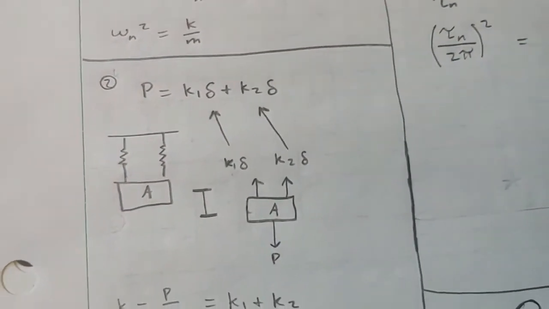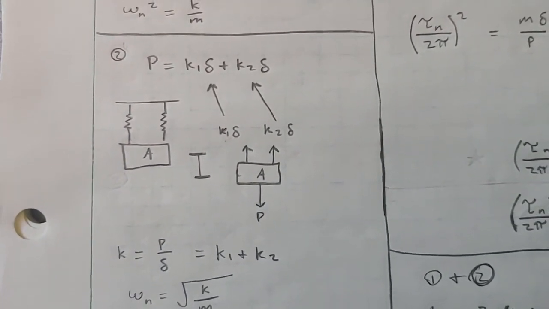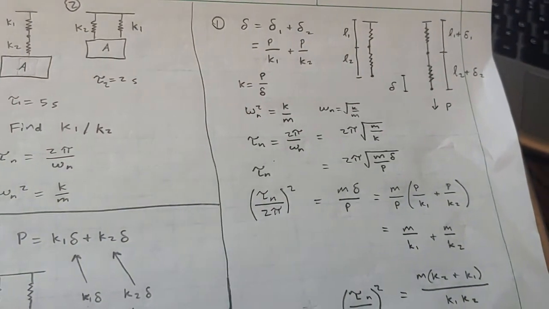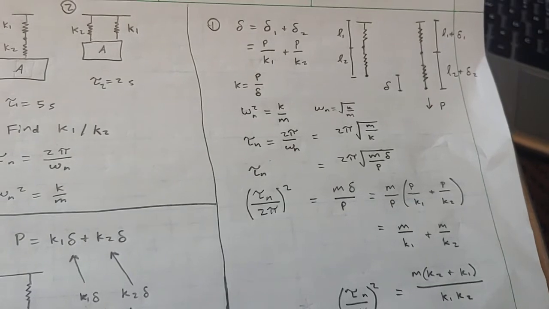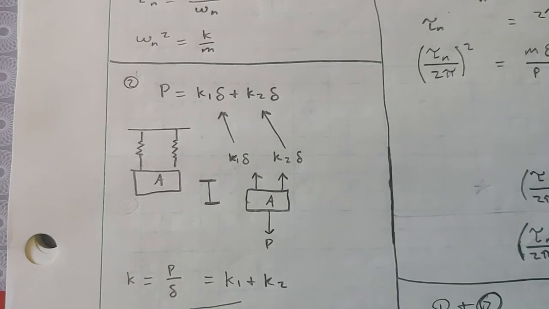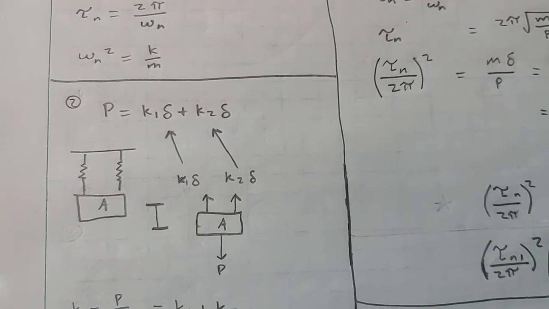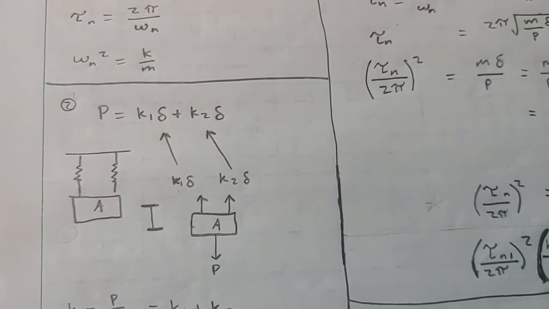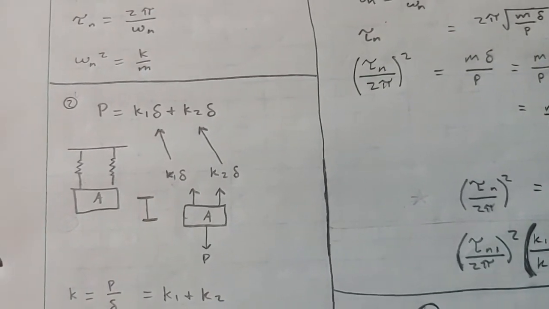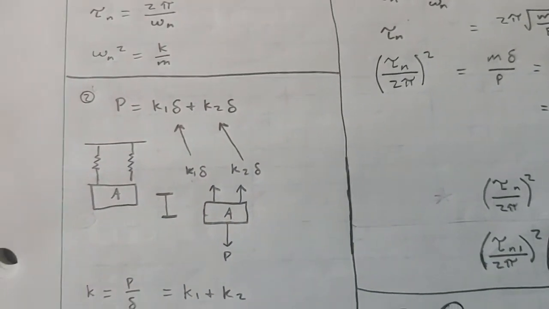Now we're moving on to position 2. We're going to try and get everything equal to m. We have P equals K1 delta plus K2 delta. The reason this one's different from the first equation, where we could just add delta 1 plus delta 2, is that in this case, to get P, we have to multiply delta by the individual K constants. Since they're both moving down the same distance, we have to separate the K's in that different way since they're in parallel.